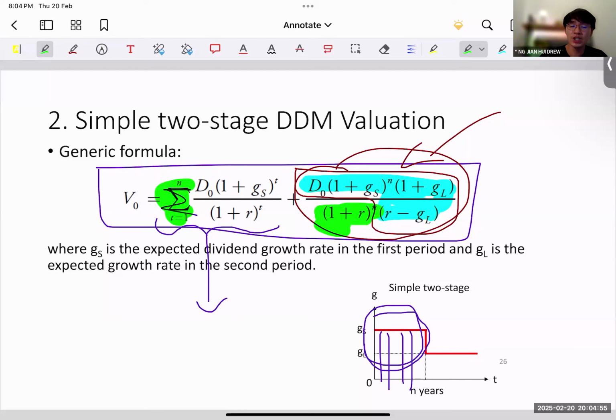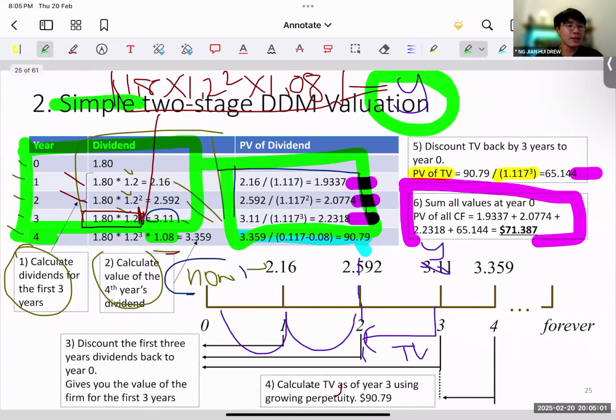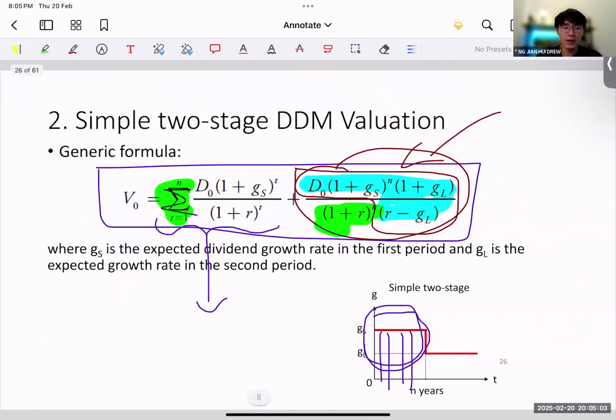In this case, for the two-stage dividend growth model, I'll encourage you to learn this method here, learn this method instead of just using this formula, so that you really understand the steps in order to get the answer.